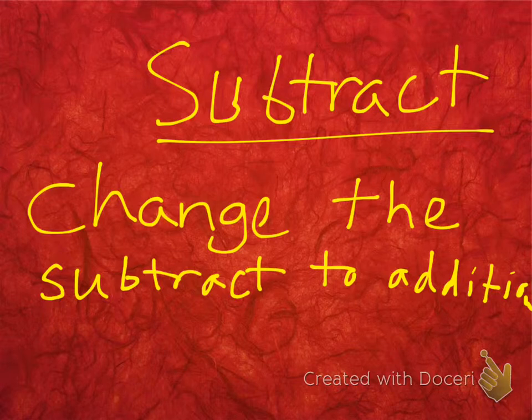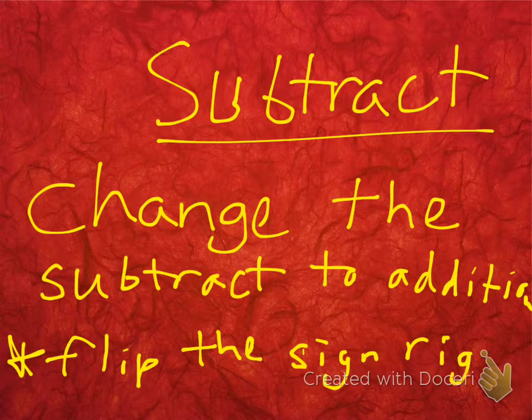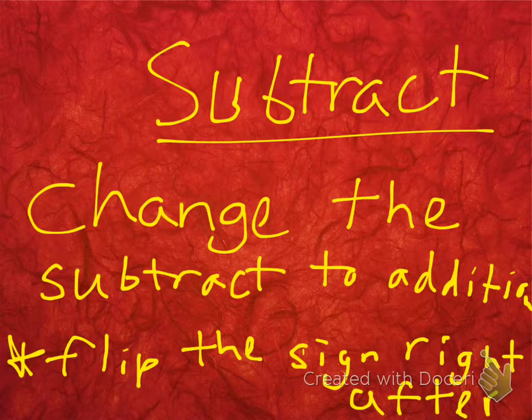And this is the big step. You cannot forget this part. Flip the sign. It's right after it. Alright, I know that doesn't make sense to you right now. I'm about to show you some examples. Alright. But we're going to change the subtraction to addition by flipping the sign right afterwards. Okay?